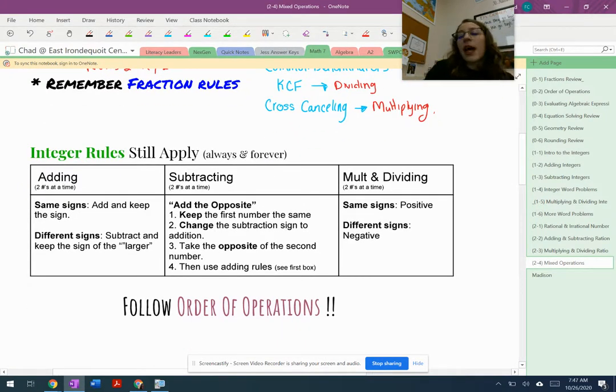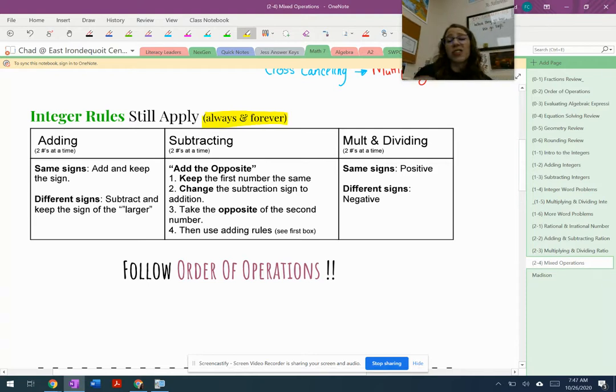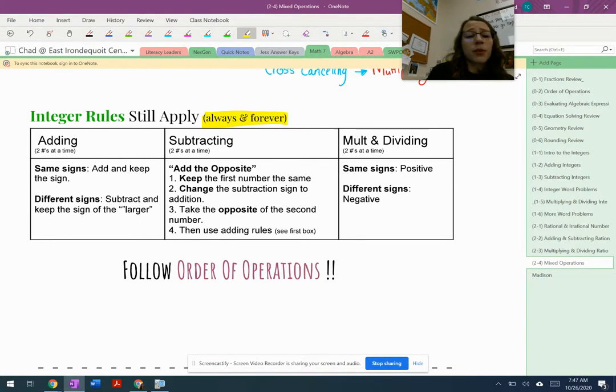So now we're keeping in mind those fraction rules, but at the same time, and this is where it gets a little tricky, we also have to remember our integer rules for always and forever. Those integer rules don't go away. They apply to rationals. They apply to all the numbers we're going to look at this year and in math for the rest of your life, really. So just a quick review of these things. When you're adding, remember, all of these rules are for two numbers at a time. You never look at three numbers at the same time. You're only ever doing two at a time and then moving on to that next one.